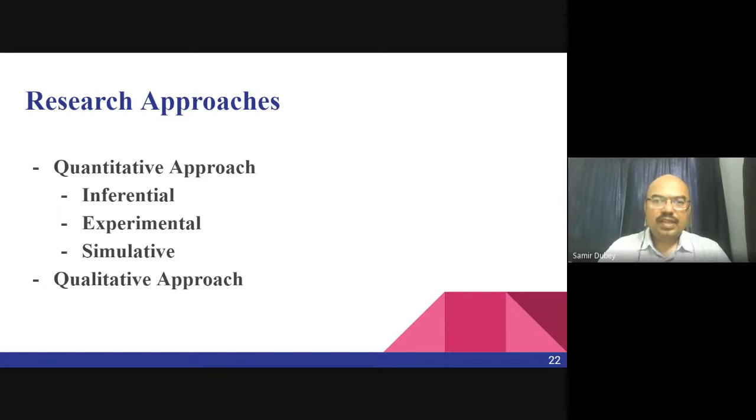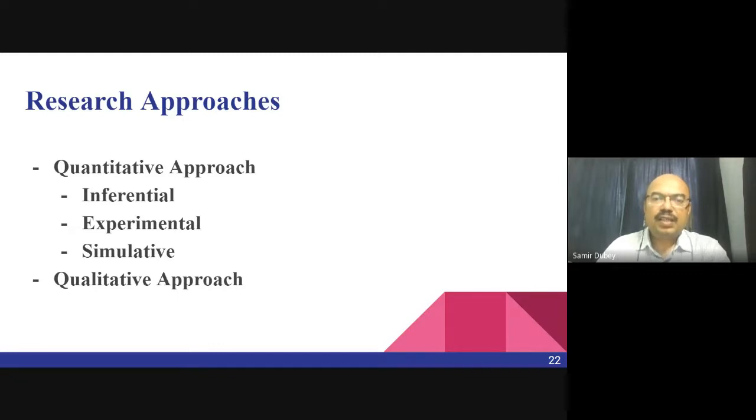So these are three different things. Inferential approach, it actually depends on the data. What you are inferring from the data, from the characteristics or relationships of the population, or whatever the data you have collected. So that is known as inferential research.